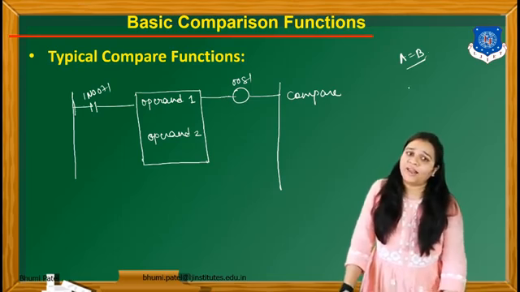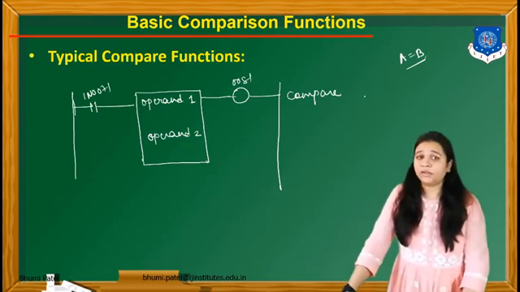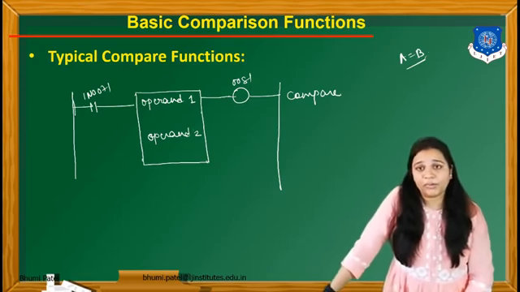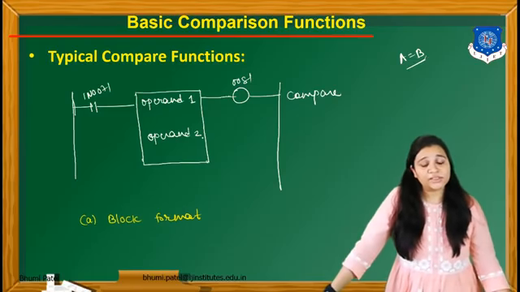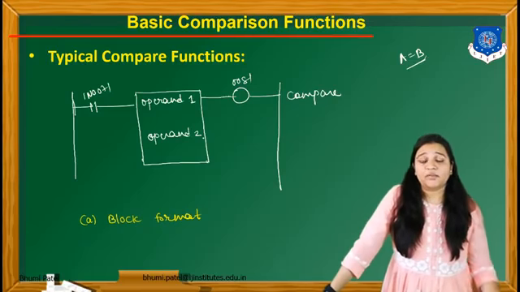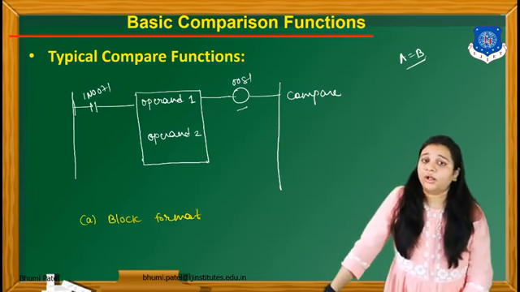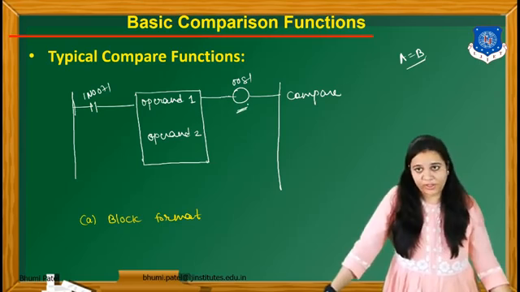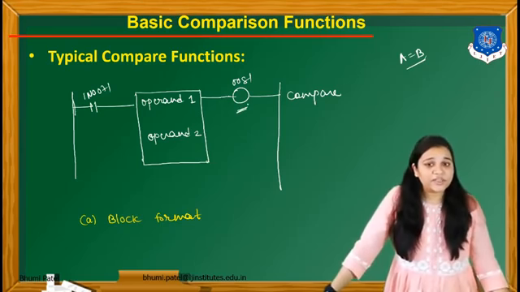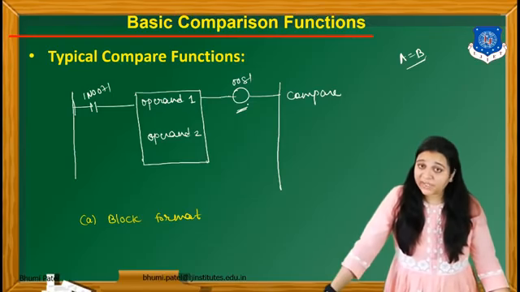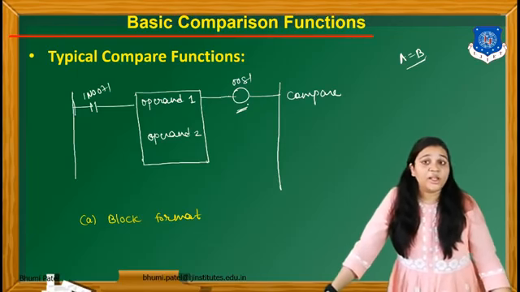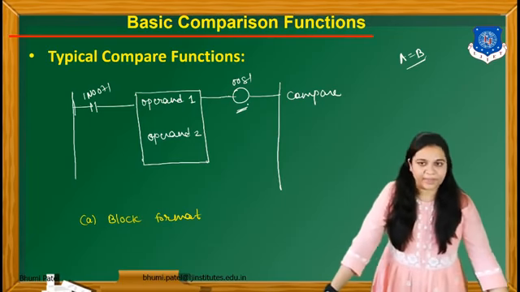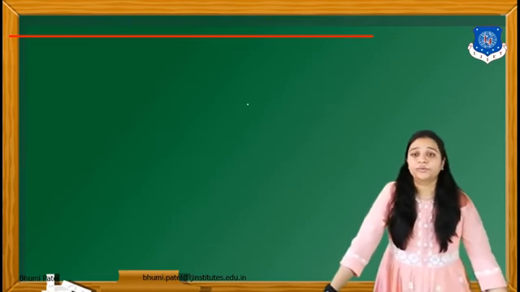So we take the value of A in operand 1, the value of B in operand 2, and apply the compare or equal function. If they are equal, the output will be true, otherwise the output will be false. What is the difference between the timer, counter and the compare function? In the compare function, only one input is applicable, and in the block format we have to use two operands.